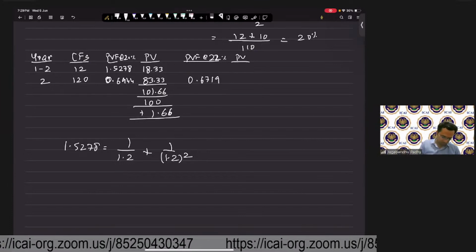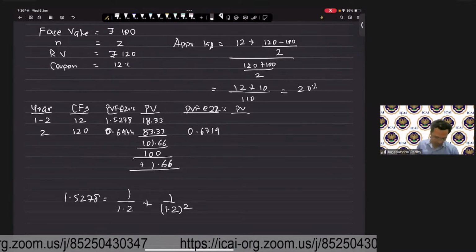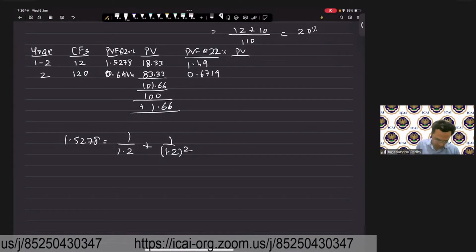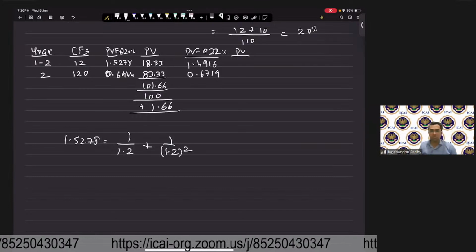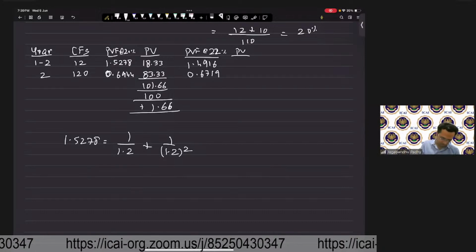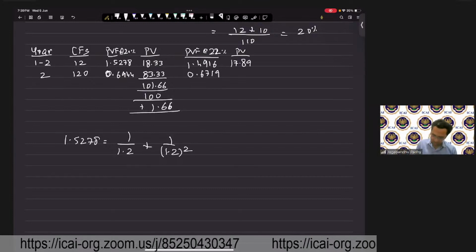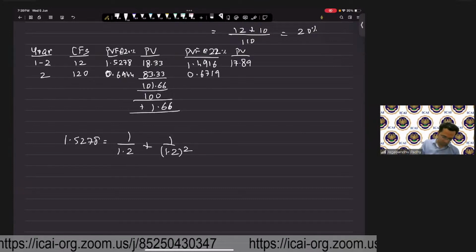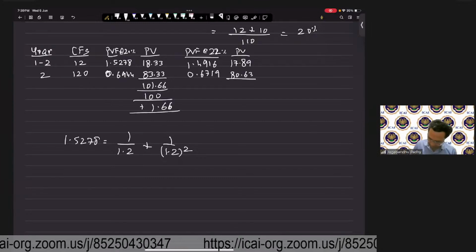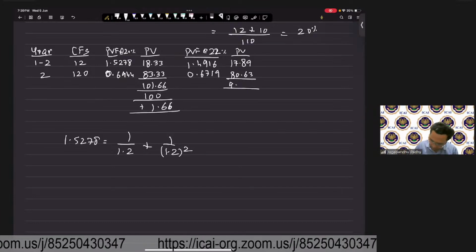And the sum of the two factors is 1.4916. Then if you multiply, 12 multiplied by 1.4916 is 17.89, and 120 multiplied by 0.6719 is 80.63. Now if we take a total, this works out to be 98.5.